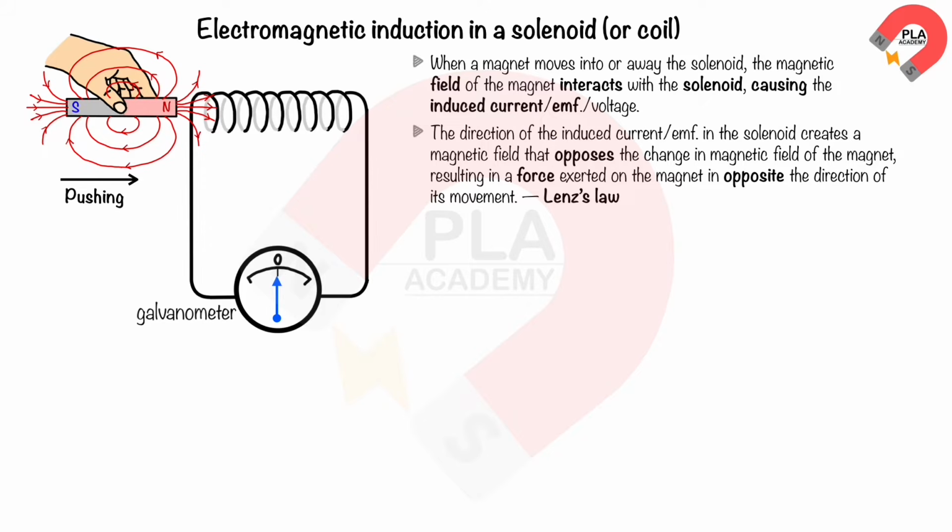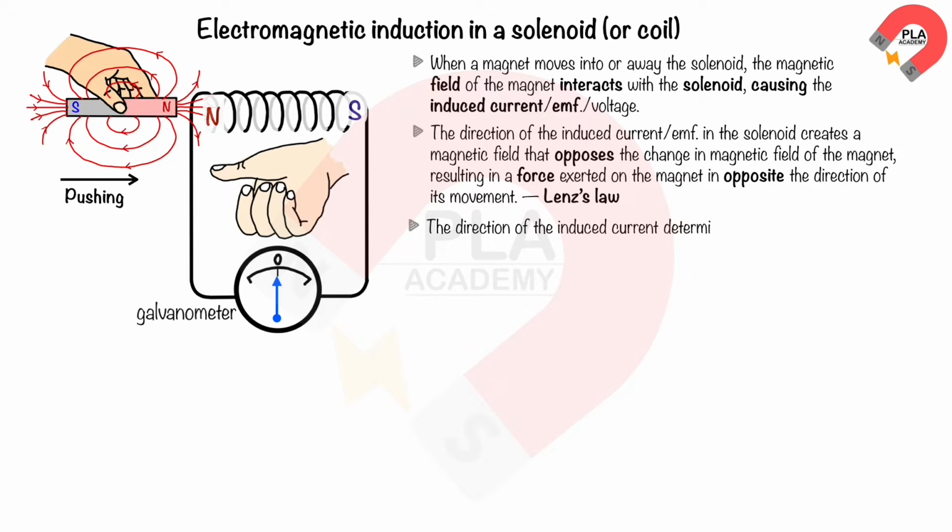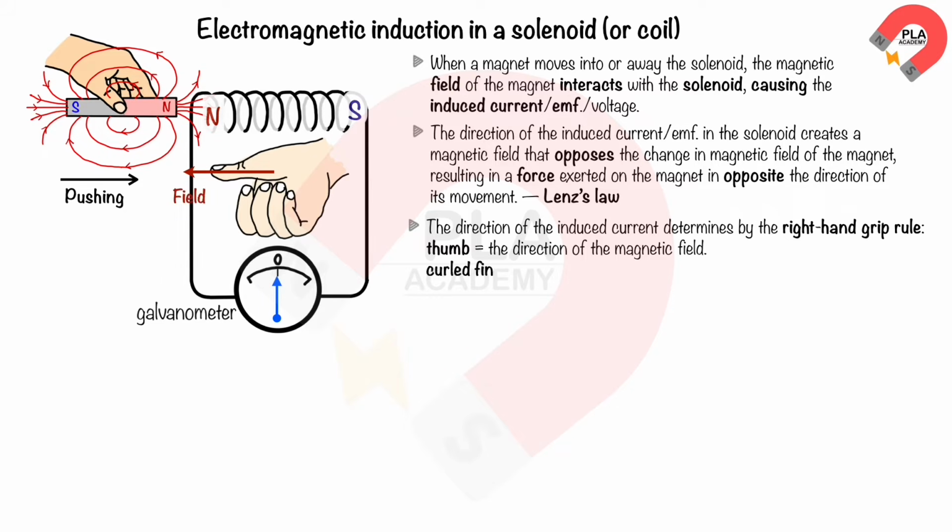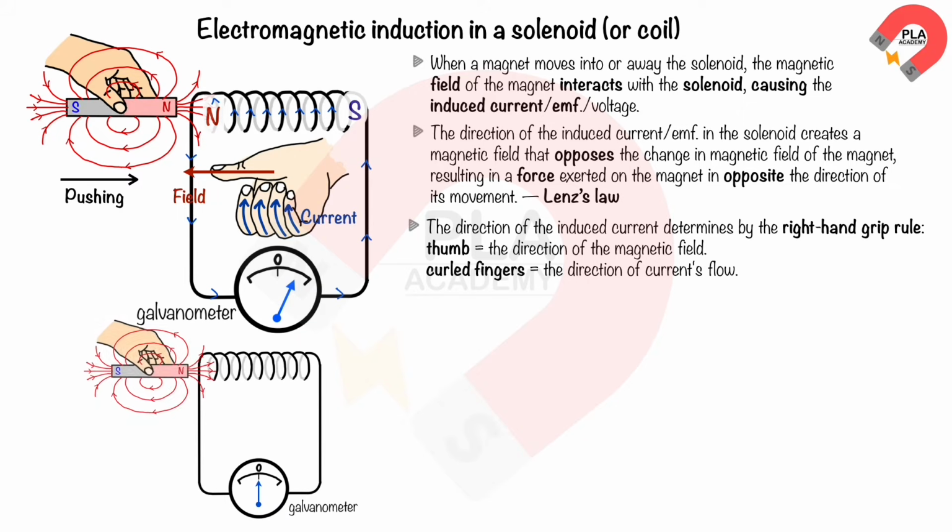The left end of the solenoid becomes a north pole when the magnet moves into it, creating a repulsive force that opposes the magnet's motion. And the right end becomes a south pole. The right-hand grip rule determines the direction of the induced current, with the thumb pointing along the magnetic field, and the curled fingers indicating the direction of current flow. When the magnet is pulled away from the solenoid, the left end of the solenoid becomes a south pole, creating an attractive force that pulls the magnet back. This change in magnetic field direction also causes the induced current to reverse its direction.